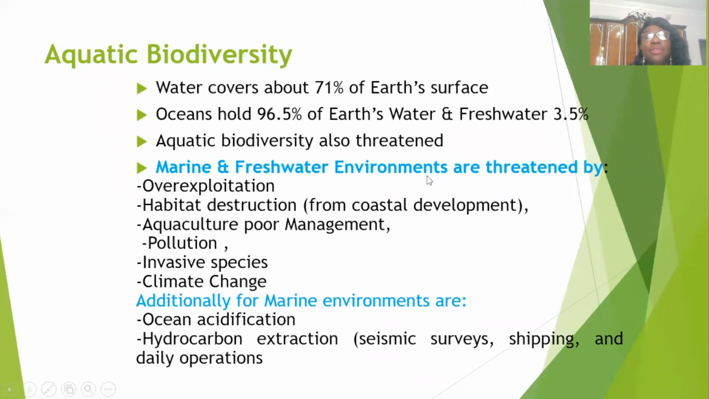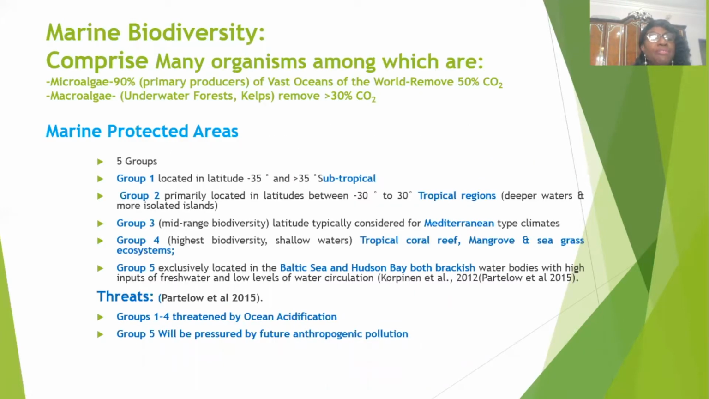Aquatic biodiversity. Water covers about 71% of the Earth's surface. Oceans hold 96.5% of Earth's water, and freshwater 3.5%. Aquatic biodiversity is also threatened. Marine and freshwater environments are threatened by the following factors: overexploitation, habitat destruction, aquaculture poor management, pollution, invasive species, climate change, and additionally, for the marine environment, ocean acidification and hydrocarbon extraction.